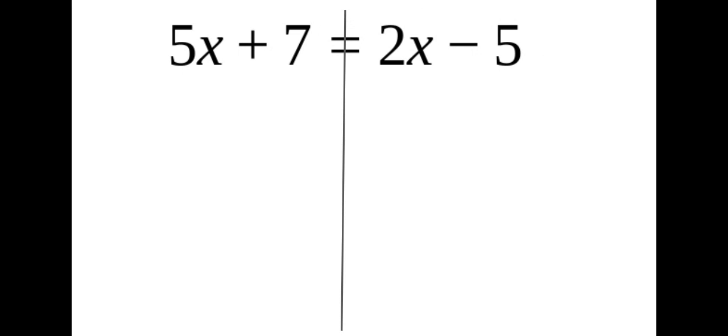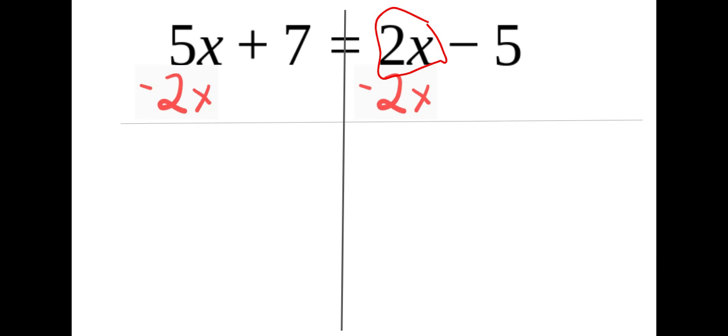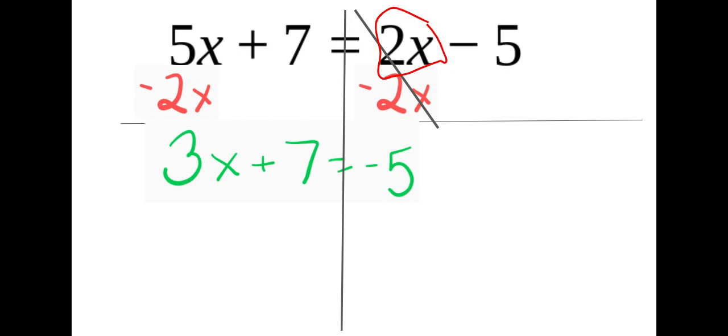So in order to do that, since this is a positive 2x, it doesn't matter that this is subtraction, this whole term is positive, we are going to subtract 2x on the right side and on the left side to keep that balance. We'll notice those are going to cancel out, which is why we chose to do that. And we rewrite our equation as 3x plus 7 equals negative 5. Be careful that this 5 needs to be negative. Remember, subtraction and a negative are the same thing. So we bring down this entire term, including the negative sign.